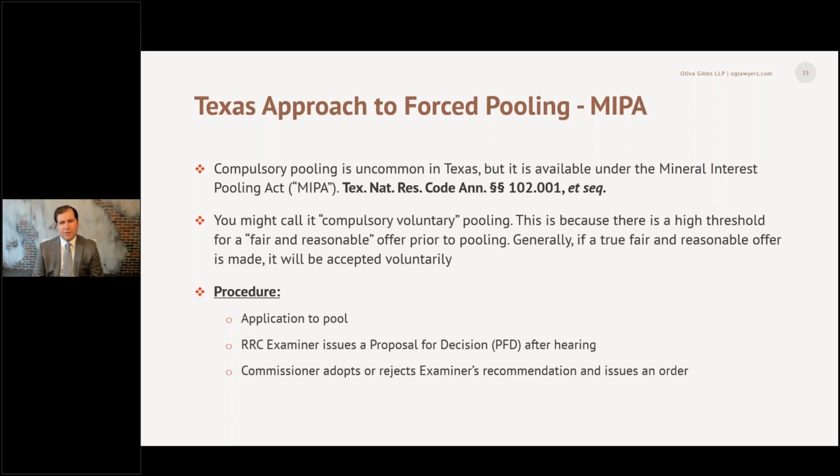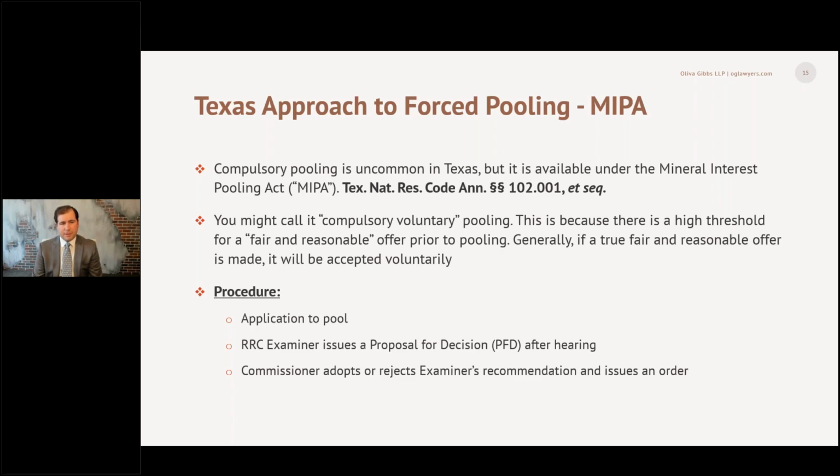There's a very high threshold for a fair and reasonable offer prior to pooling under MIPA. Generally, if a true, fair, and reasonable offer is made to these parties to pool their interest, it's going to be accepted voluntarily, and you're not going to have to go through the compulsory process. That's generally why compulsory pooling is uncommon in Texas. We'll also discuss, when we get to production sharing agreements and allocation wells, why MIPA is becoming less and less common as well.